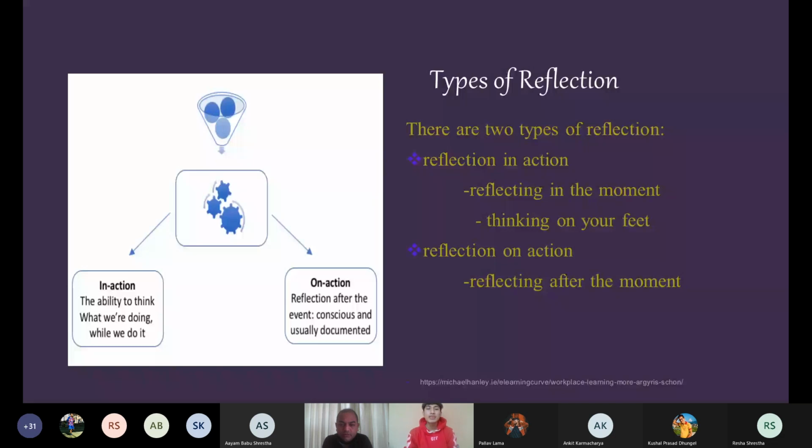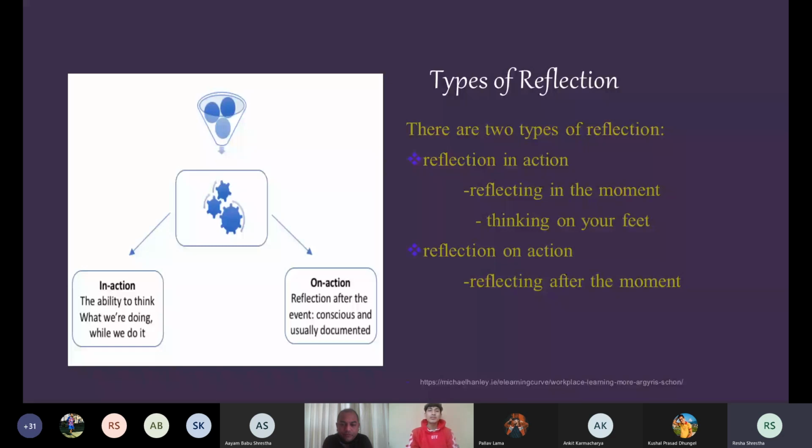So basically, there are two types of reflection: reflection in action and reflection on action. Reflection in action is the reflection that takes place in the moment while you are still involved in the situation. Reflection in action involves using analysis of observation, listening and touch or feel to solve the problem. It is like thinking on your feet. It involves considering the situation, deciding how to act and acting immediately.